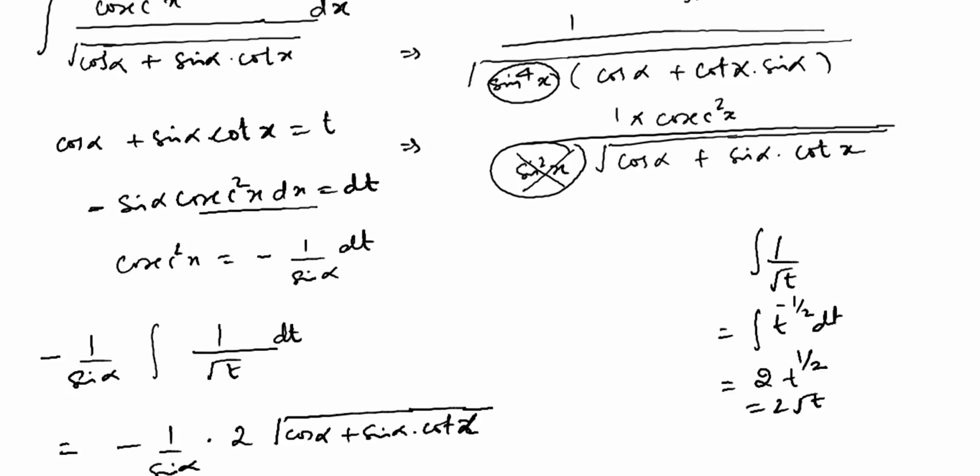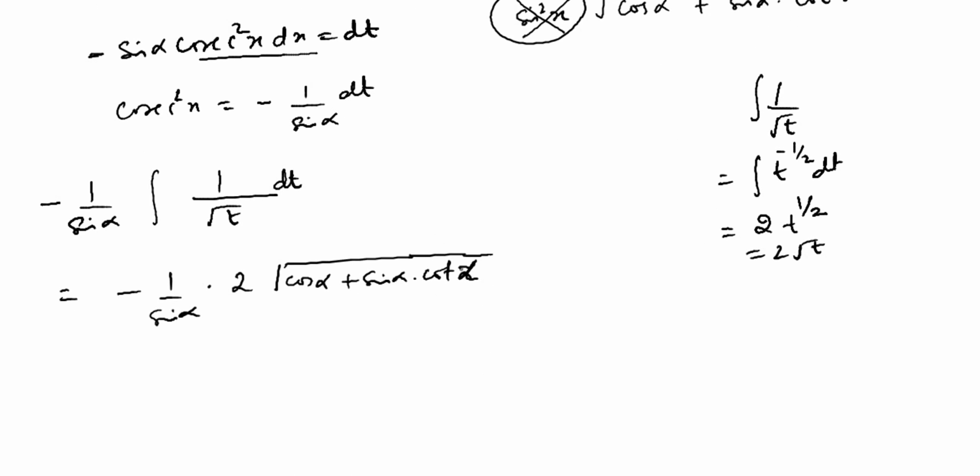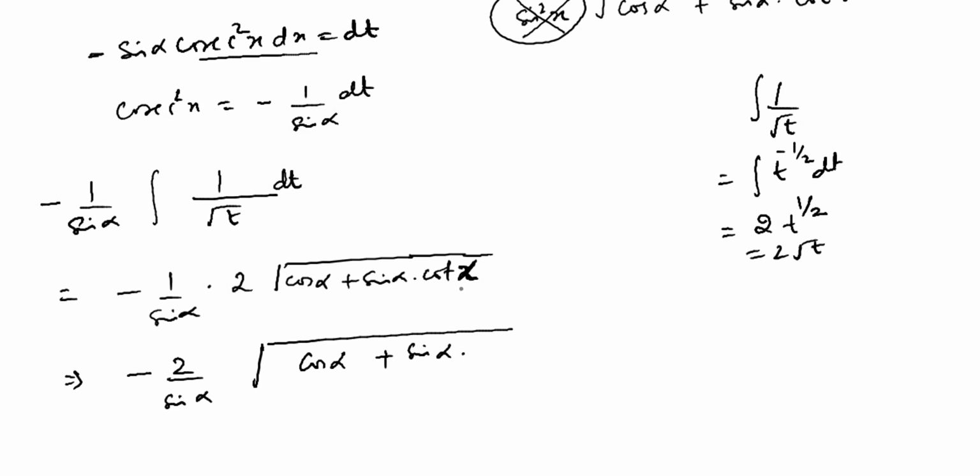Now one thing more, we have been given the integral in the form of sin of (x plus alpha). Since this function can be solved again in that form, I am going to simplify it. So let us simplify it. I am going to get minus 2 upon sin alpha root of cos alpha plus sin alpha into cos x upon sin x.